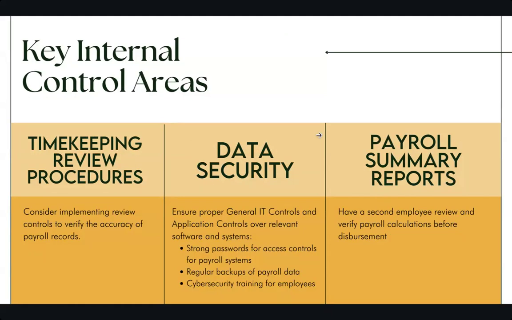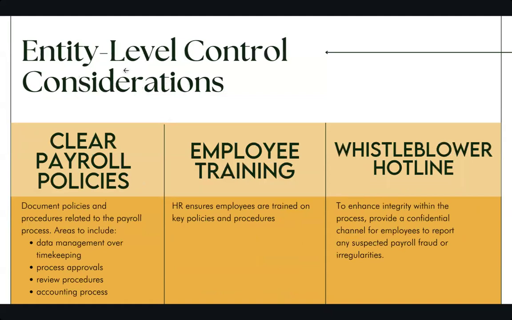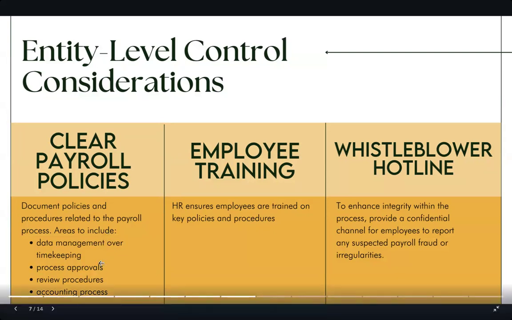So these are process level controls. The next slide goes into entity level control. So this is more at the governance level, macro level around which policies and procedures are in place. So specifically, this relates to what payroll policies your board has implemented, and areas to include within your payroll policies include data management over record keeping, specifically timekeeping, process approvals, review procedures, and then accounting policies.